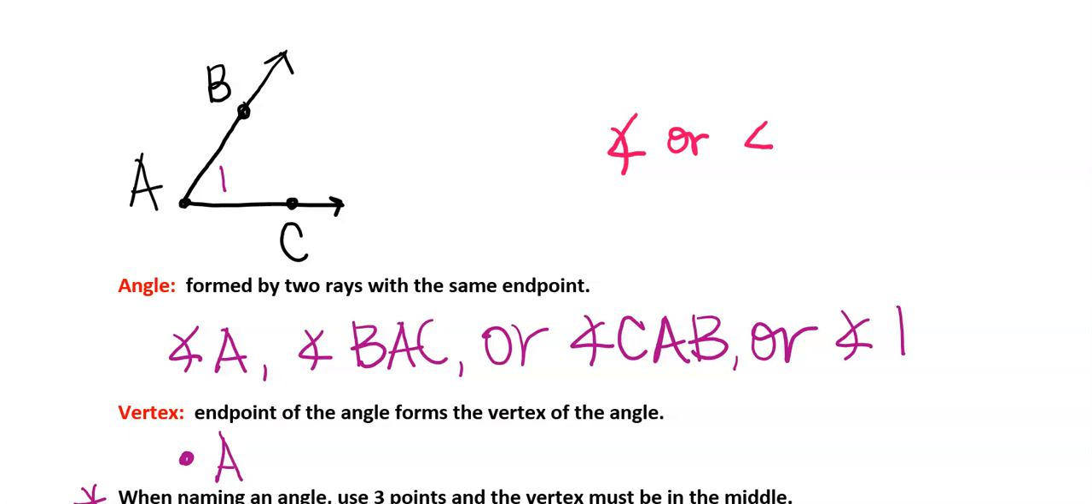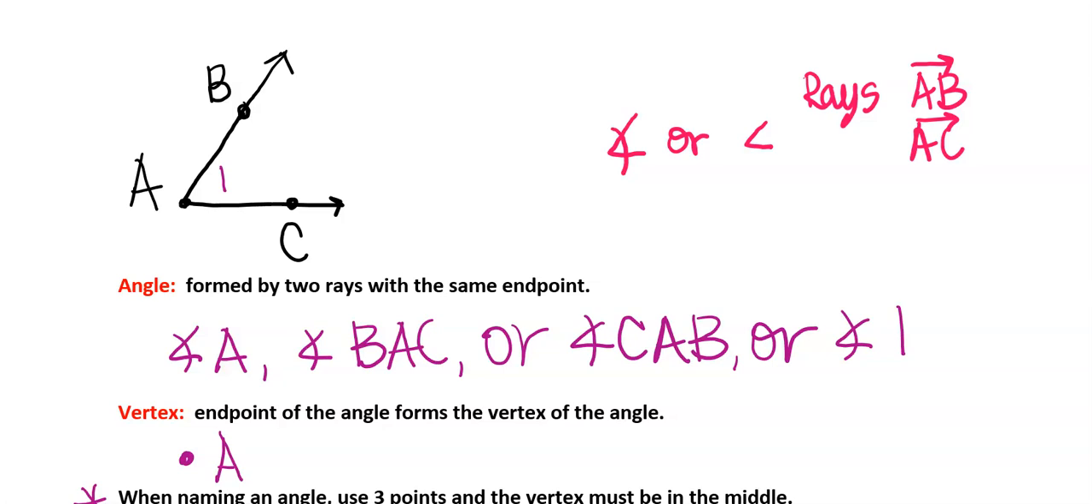An angle is formed by 2 rays with the same endpoint. So on this one, the 2 rays that we're talking about would be ray AB and ray AC. Notice that the starting point for each of those rays is point A. That's the vertex. So point A is the vertex because each of the rays start with A.